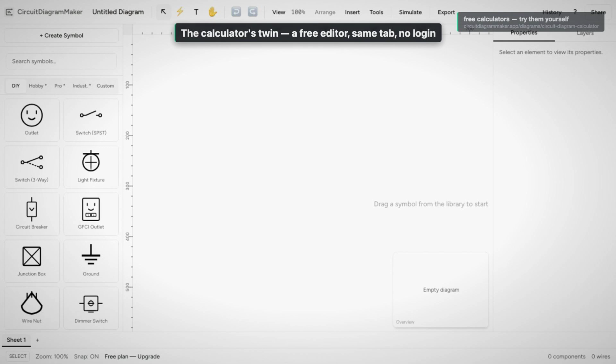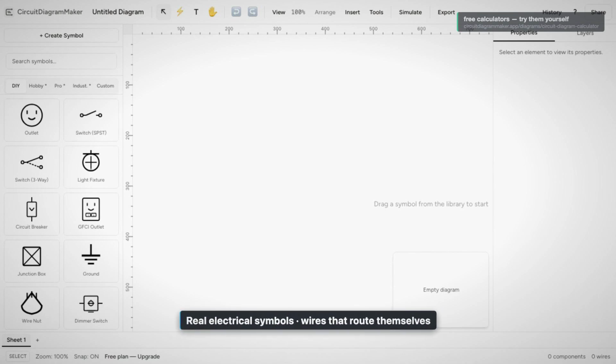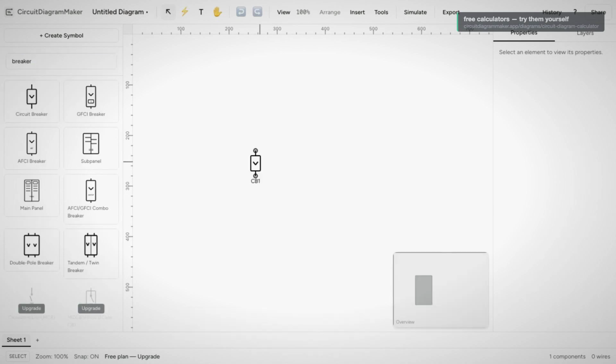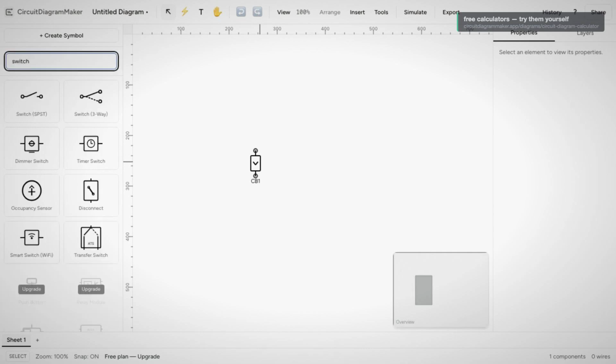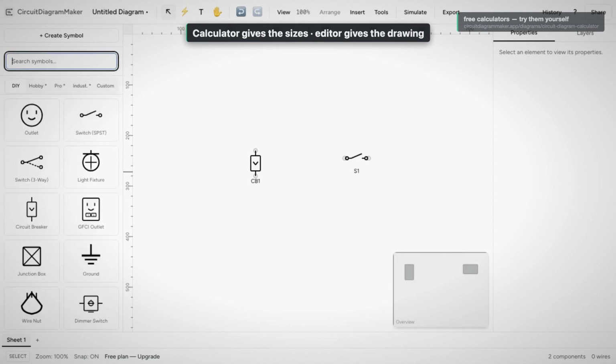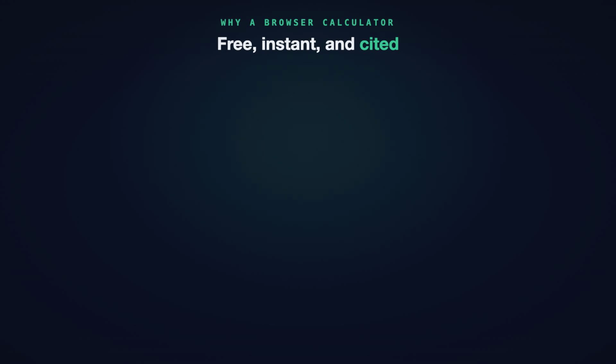Here's what ties it together. Once the calculator gives you the wire and the breaker, you draw the circuit those numbers describe in the same free tool. This is the editor in the browser, no login. Real electrical symbols, wires that route themselves, and a live simulation if you want to check the circuit before you build it. The calculator gives you the sizes. The editor gives you the drawing. One free tab, both halves of the job, the math and the diagram.